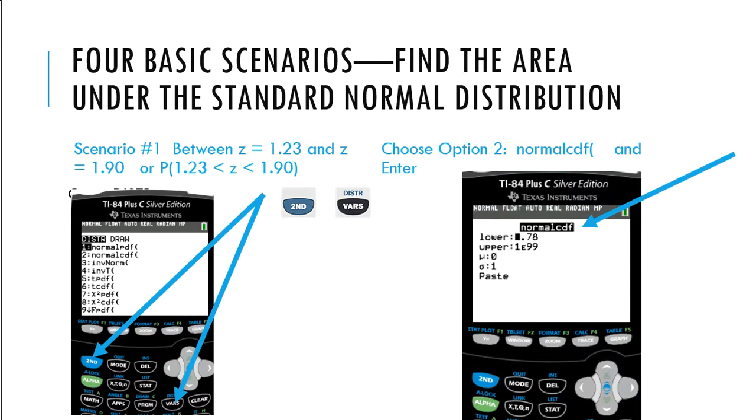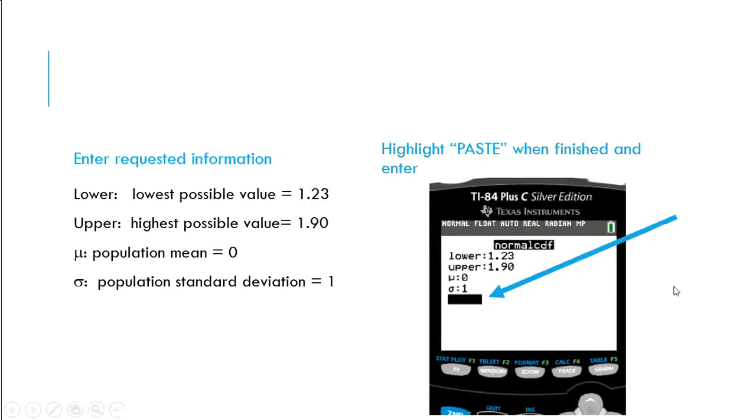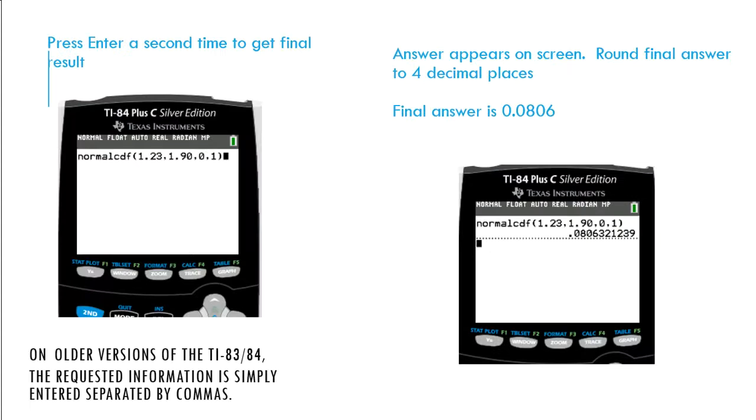Okay, so say we're looking at between a z of 1.23 and 1.90, and it's a between one. So the first thing I'm going to do is second DISTR, and then I'm going to scroll to the normal CDF function. So then I'm going to enter my information. My lower is going to be my lowest possible value. My highest is going to be my highest value. And then I'm going to do 0 and then 1. So from there, I'm going to press enter a second time.